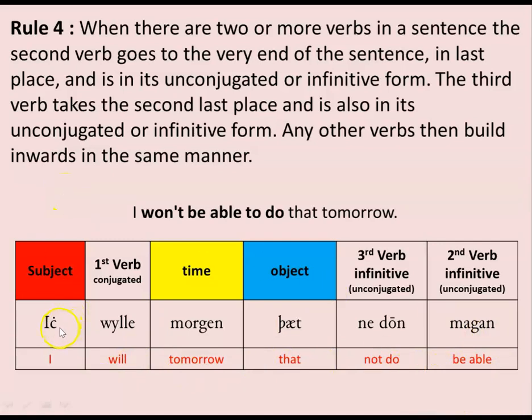So the subject, I, the verb is conjugated, first person present tense singular, wolle, ich wolle, morgen, tomorrow, that, whatever this action, process, object, whatever it is, it's an object. Not do is the last verb, and then machen is the second last verb, or second in this case, okay? Be able. All right.